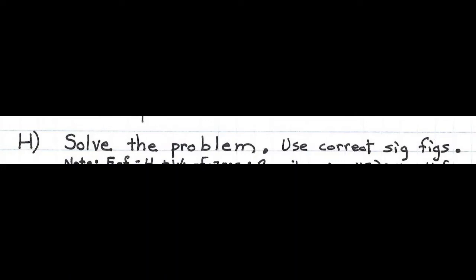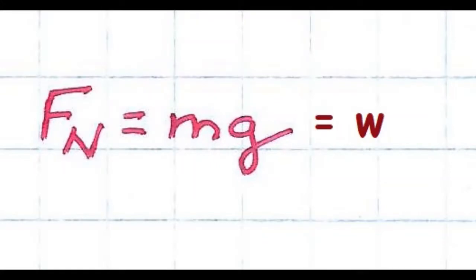The last part of the problem is H. Solve the problem. Use correct sig figs. We need to do that. So our first step is to calculate out force normal, which is equal to W, which is equal to mg. So what is our mass? Our mass is 680.5 kilograms. We have to multiply that by g. So you multiply it by 9.810 and you come up with this answer.